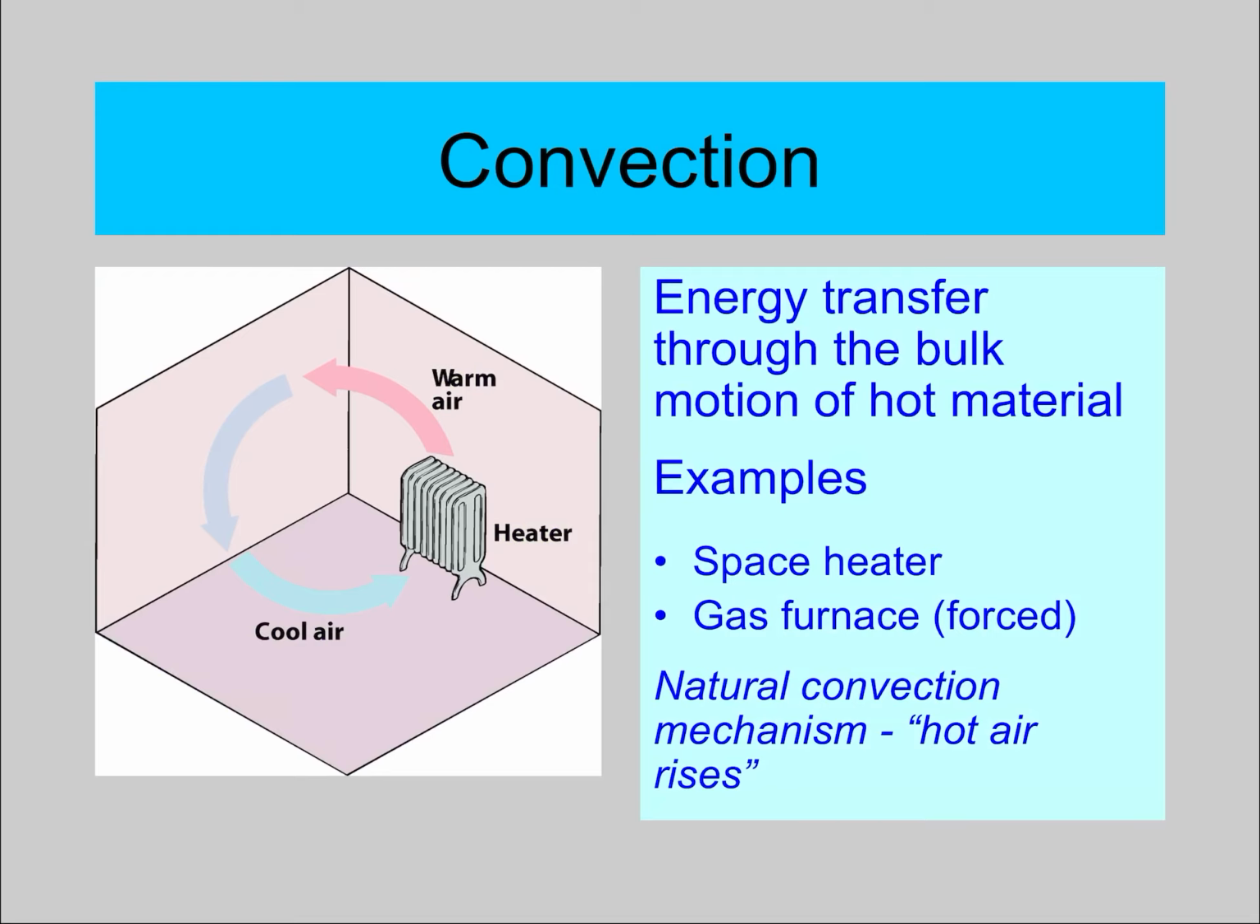Convection is going to be energy transfer through bulk motion of hot material. The two places this happens is in water and in air. So convection does not happen in solid materials. Water, liquid, gas. Some examples are a space heater or a gas furnace. So what we see is that warm air, if we have a heater, the air is going to warm, it's going to rise because warm air rises, it's going to cool off, and sink back down low as cool air. And so that circular motion that we see is the convection. And it's always going to be that hot air rises.